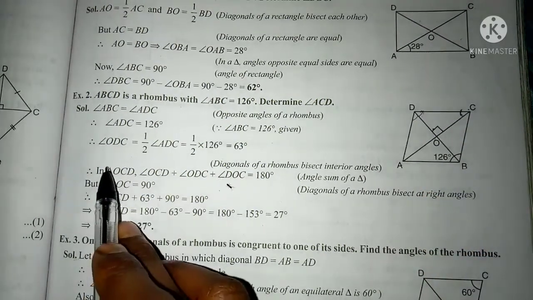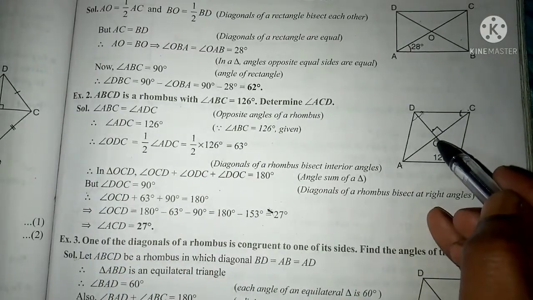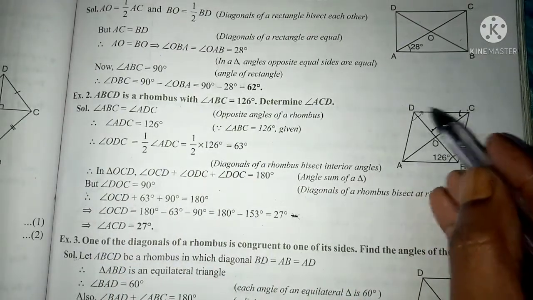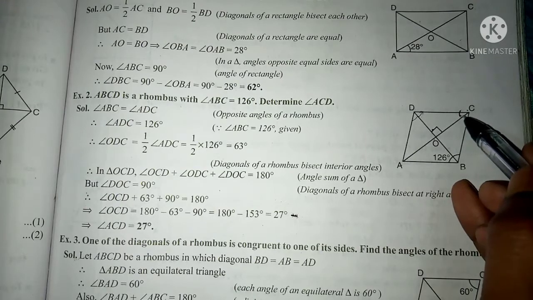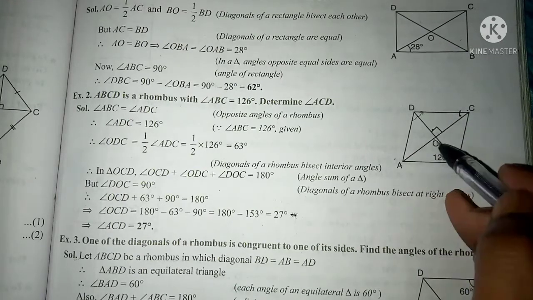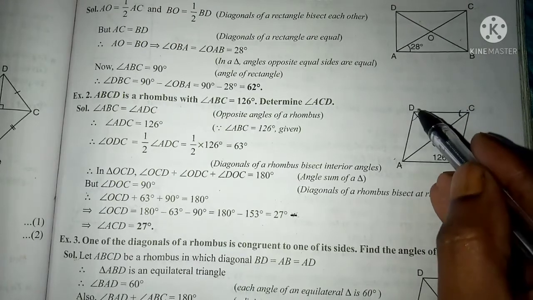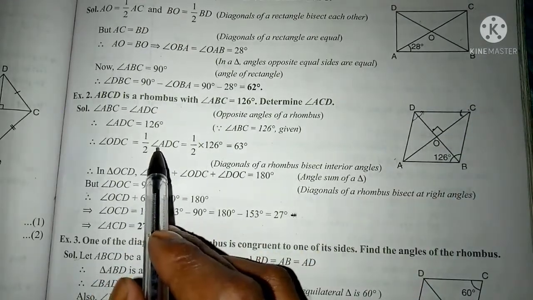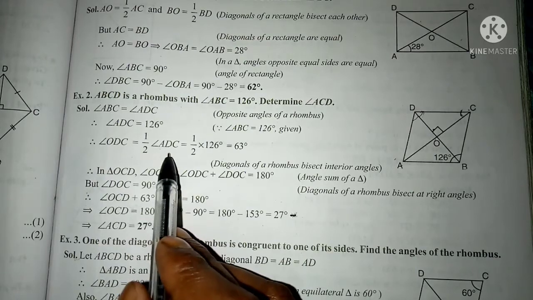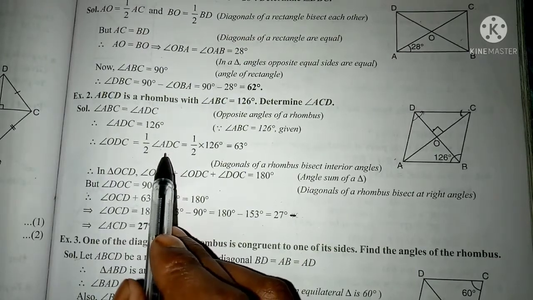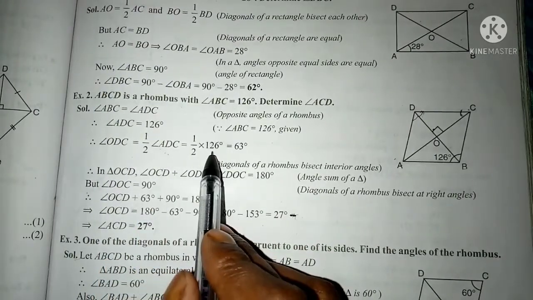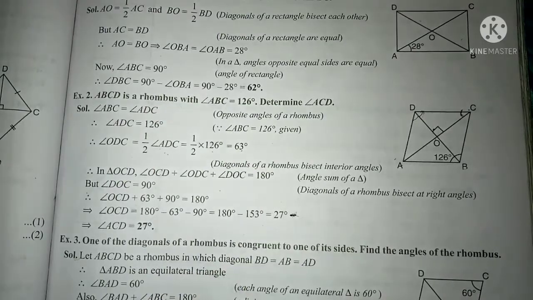So now see, here we have two parts, ODA and ODC. But to find out this angle, which one do you need? You need ODC. So I'll write ODC equal to half of ADC. Now ADC means how much? 126. You write here, that is 63 degrees. Now it's very simple for me.